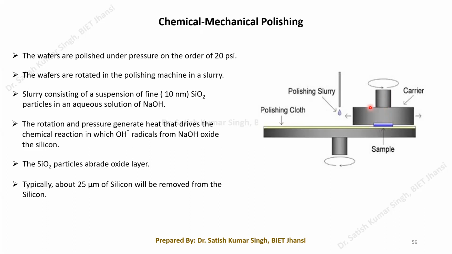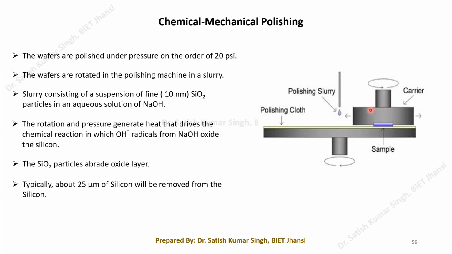It will be pressed, and there will be a system through which we drop a particular liquid. This liquid is called polishing slurry. This liquid will be placed over here. In this picture it is shown with just one wafer, but multiple wafers will be placed on this platform. Then this platform will keep on rotating.